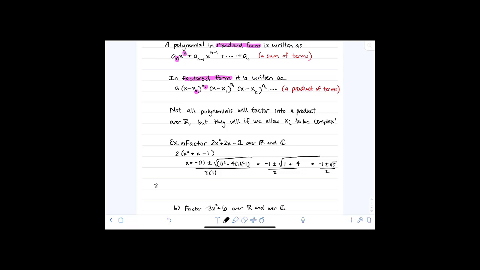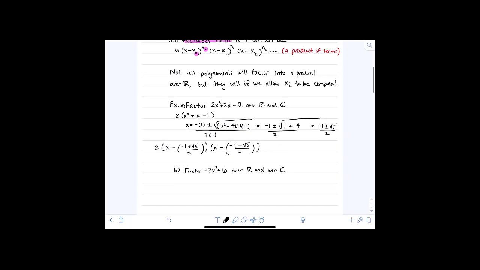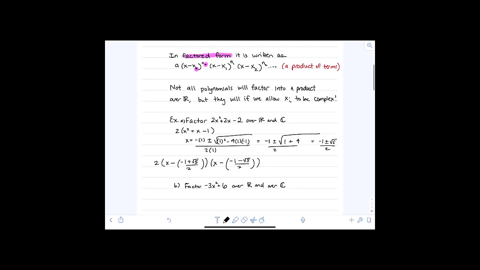So our 2 factors would be 2 as the leading coefficient times x minus -1 plus root 5 over 2 times x minus -1 minus root 5 over 2. And I'm adding in these extra parentheses just because I really want to be careful not to make any mistakes with my negatives. Okay, so notice that this polynomial factored completely over R. So I've already broken it down as much as I can. It matches this format of having possibly a leading coefficient and then x minus a real number factor. So it's factored over both R and C.